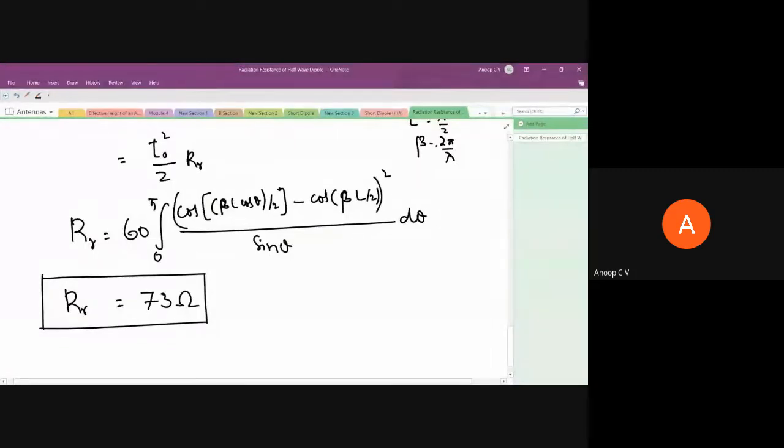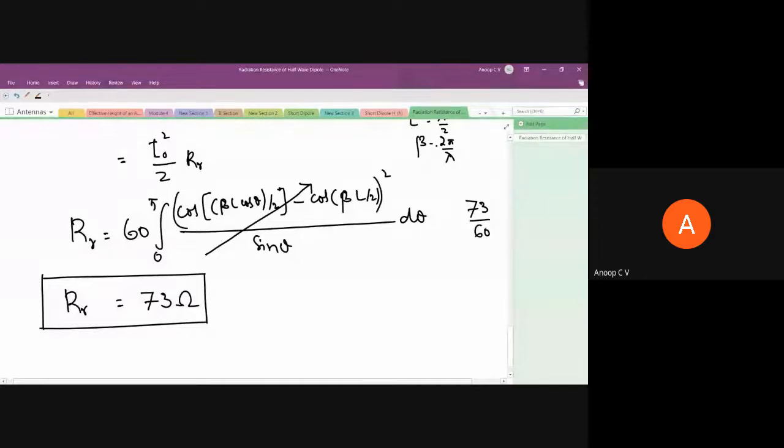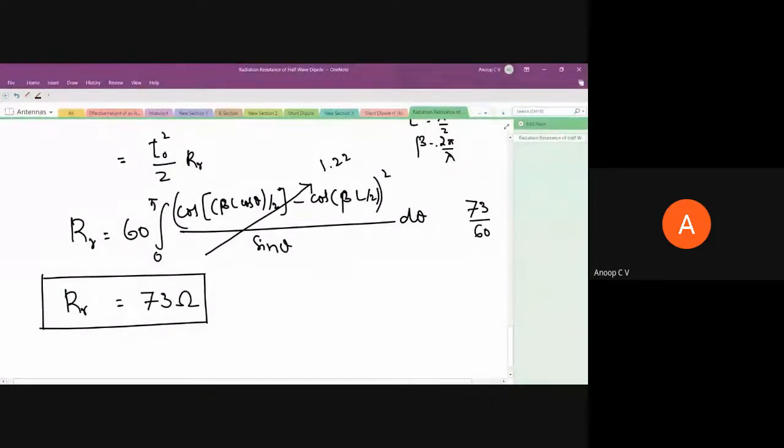Theoretically, this is the standard value. So what is 73 divided by 60? I think it is 1.22. Yes, sir, 1.22. So this integral you should get to be equal to 1.22.